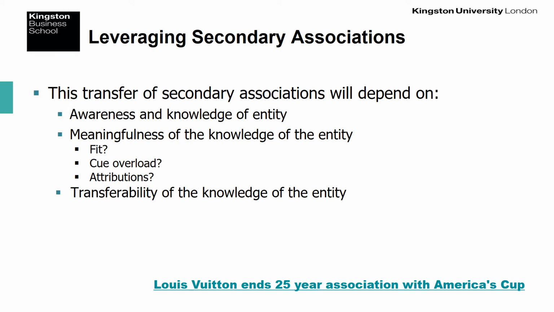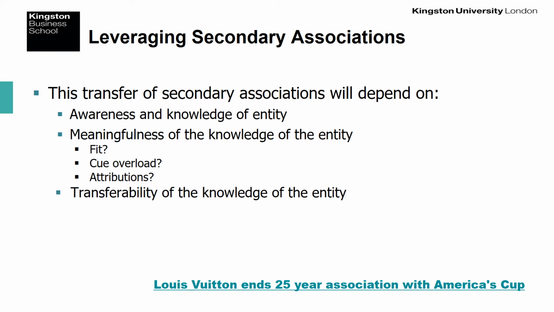Secondly, the extent to which associations can be leveraged from the secondary entity back to a brand in a successful manner depends on how meaningful the knowledge of the secondary entity is in relation to the brand. In other words, is there any kind of logical fit between them? Do they have the same kind of image or personality? Does the secondary entity have a connection with the brand? Are they from the same part of the world? Is there some relevant fit? The greater the fit, the more meaningful the connection between the secondary entity and the brand, and the more effective the transfer of secondary associations will be.